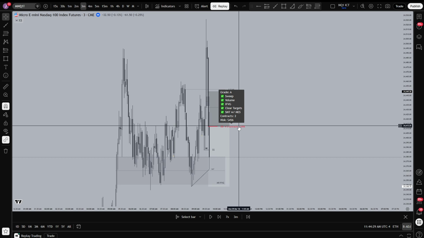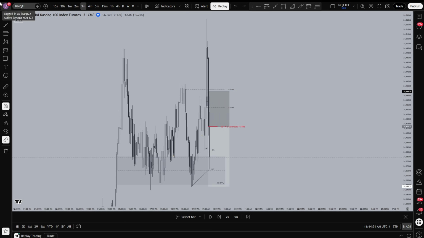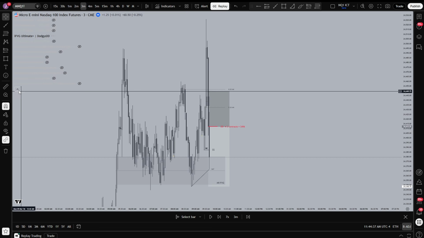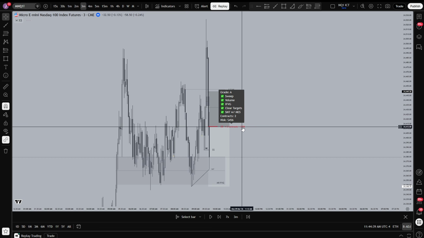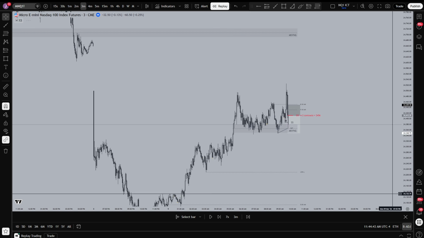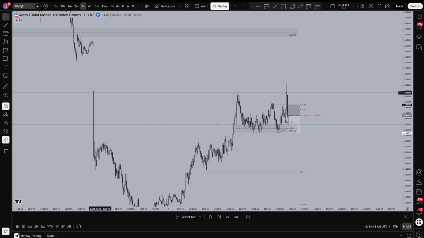Now, this was an A setup, and the only thing that was actually missing, I will turn on the checklist for you guys so you can see exactly what it looks like in real time. But I showed you guys that the only thing that's missing from this is delivery from a high time frame fair value gap, and that was this new week opening gap, right?